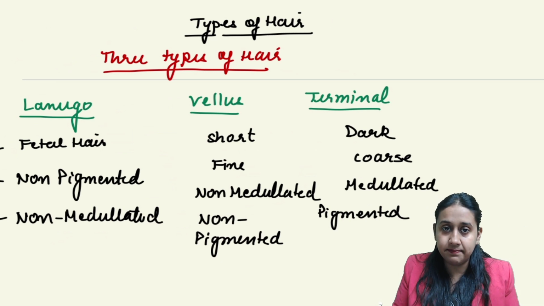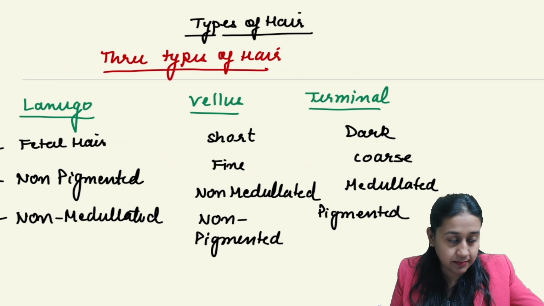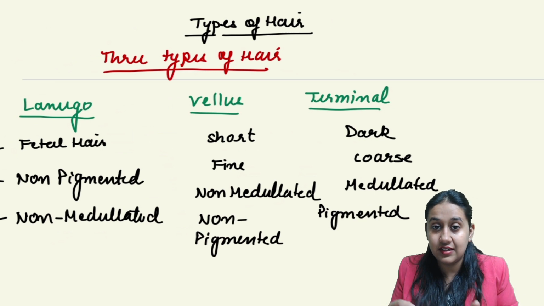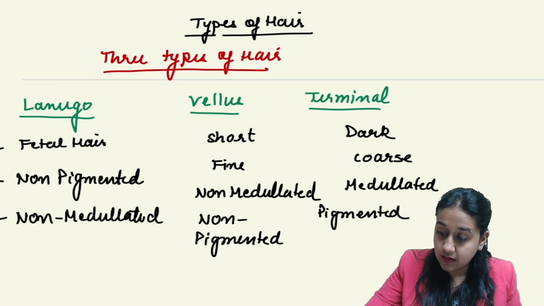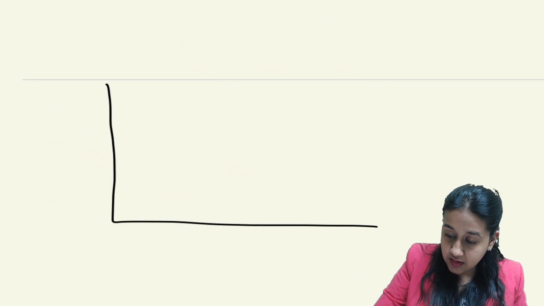If you have to draw them, what is the difference? Please remember the difference between a lanugo, vellus, and terminal is something like this. This is your skin.